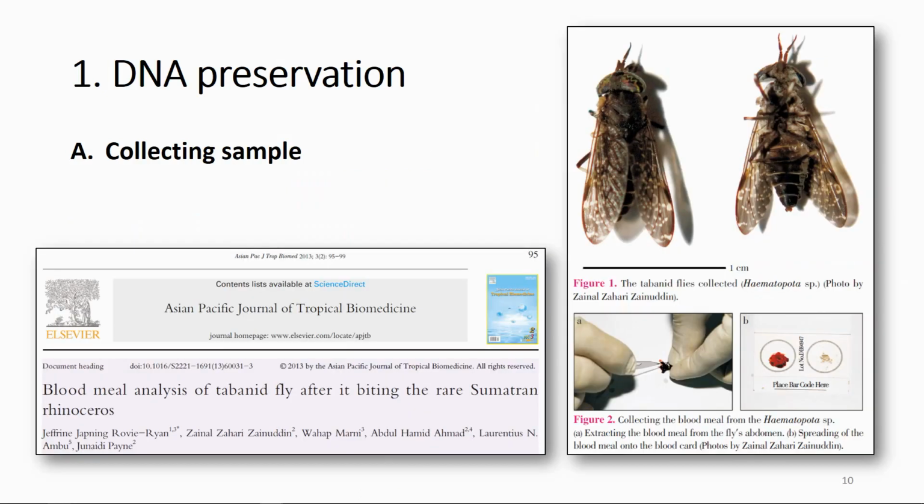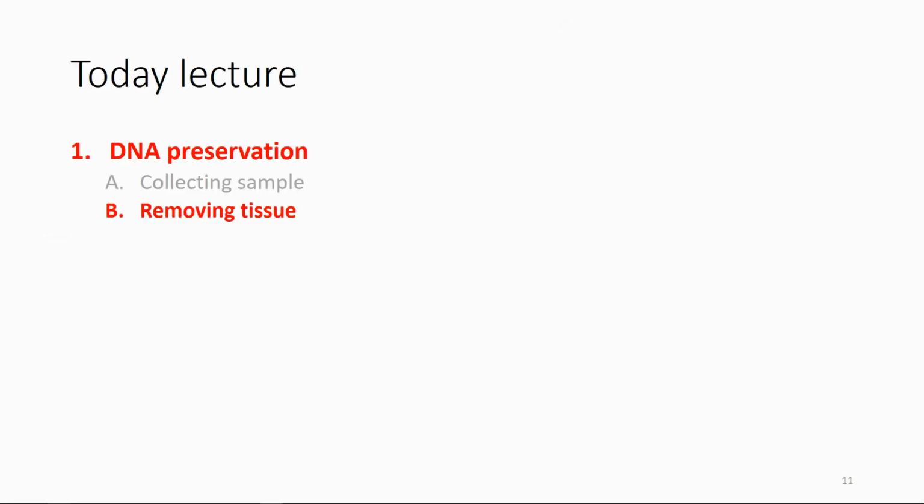Another way to collect it is to collect the blood sample from a parasite or fly. For example, this fly sucks the blood from the animal. So what you can do is get the flies and extract the blood sample from the flies, and you can also get the DNA of the mammal or animal to which the blood belongs.